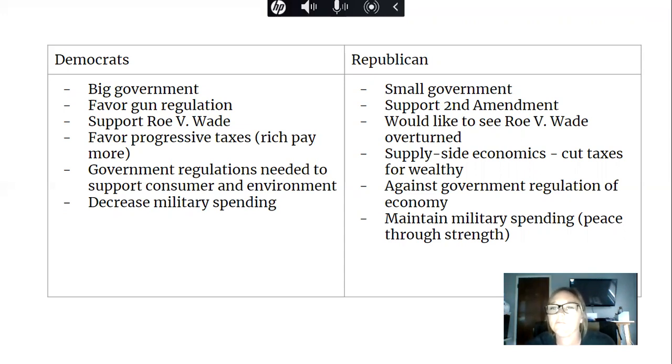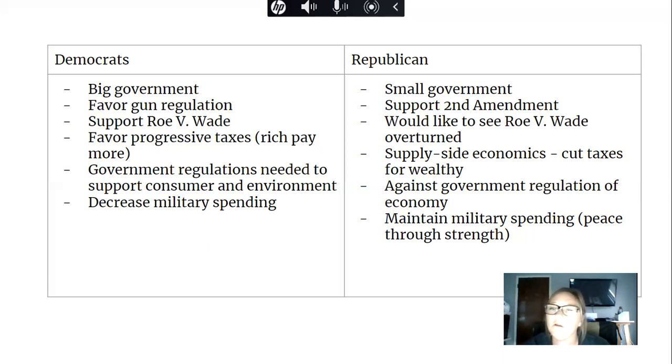Republicans, on the other hand, prefer small government. They would like states to be able to have a little bit more say when it comes to decisions for their own states, as opposed to having to follow big government regulations. They support the Second Amendment. They would like to see Roe v. Wade overturned to make abortion illegal.